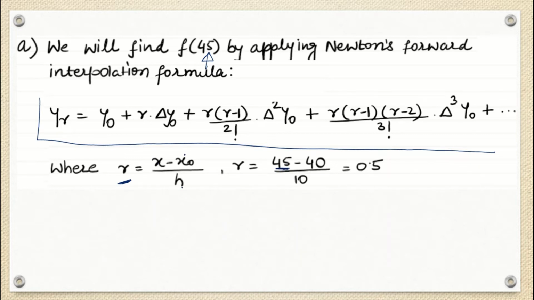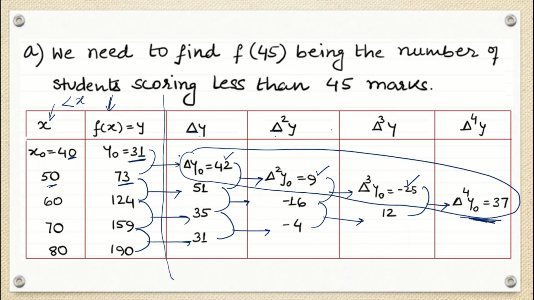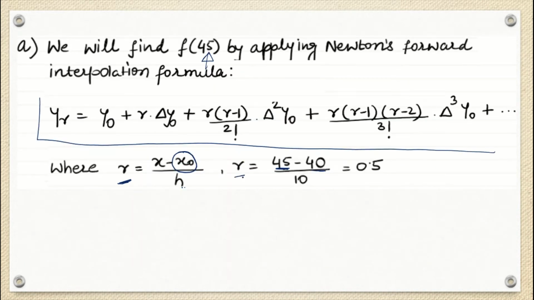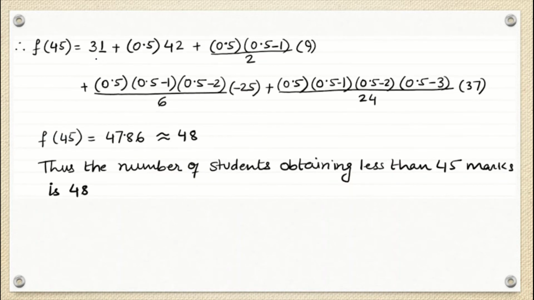Now X naught is the very first entry of the X column, so this is 40. H is the difference between the different instances of X, so this is 10. So now we finally have R, which is 0.5. Now I'm going to put all these values in this formula and then we have it. This is my 31.